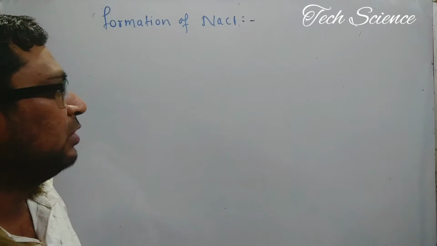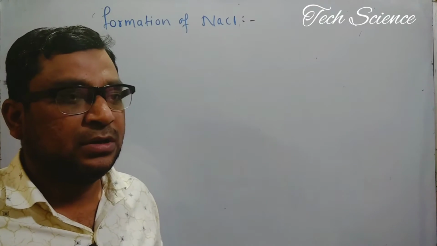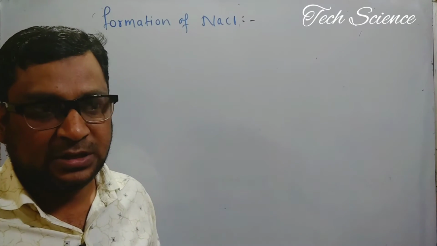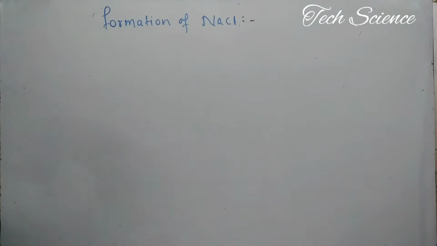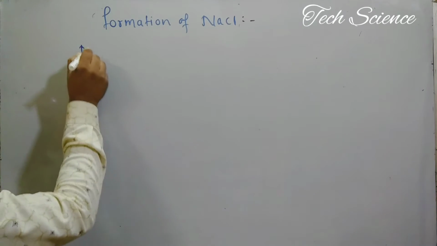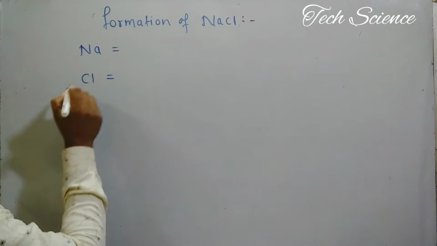Okay, so for the formation of common salt, also called sodium chloride, we need basic knowledge regarding the electronic configuration as well as the atomic number. See what happens here. First of all, we have the sodium element, that is called Na, and we have chlorine. So this is the sodium and the chlorine atom.